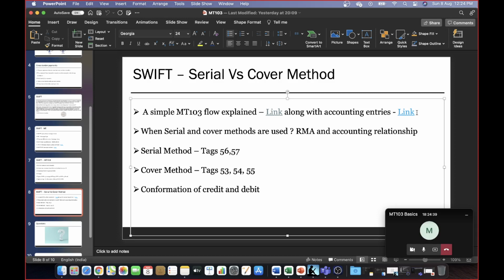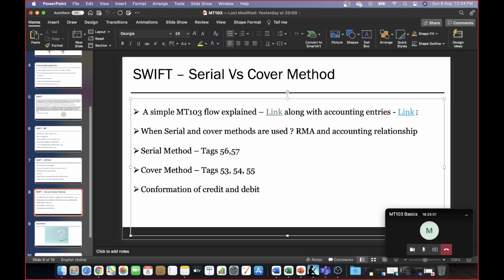So that bank acts as a buffer or a correspondent between us and the final beneficiary's bank. So if I have a direct relationship with the final beneficiary's bank, then I send a serial payment to that bank. If I don't, then I use my correspondent bank to send funds. So there are two methods possible here.